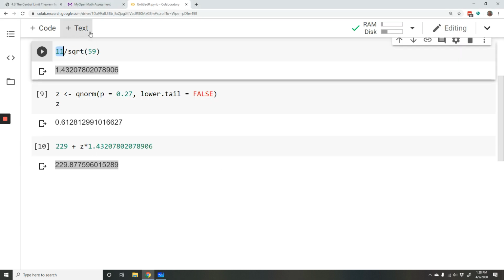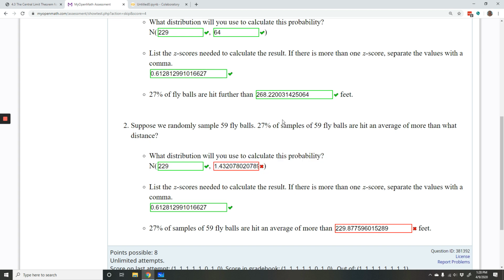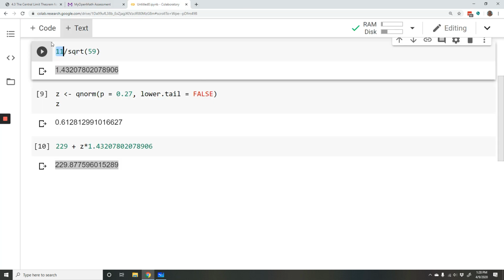So this is one of the utilities about using MyOpenMath, is you get to see exactly where you first go wrong. So I could see, oh, gee, I went wrong at my standard deviation. And because I had that wrong, I got the wrong final answer here. Now the z-score is the same because remember it didn't rely on the standard deviation. We didn't use the standard deviation to find that z-score. So let's make that correction. So the population standard deviation is 64, not 11.